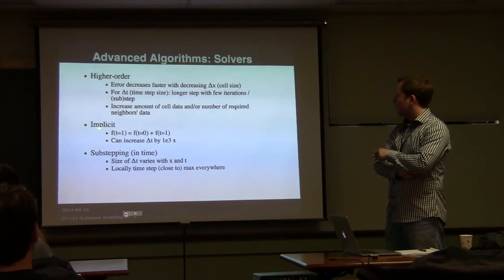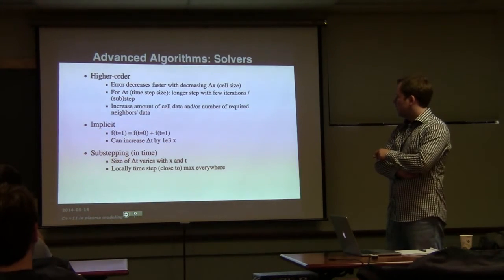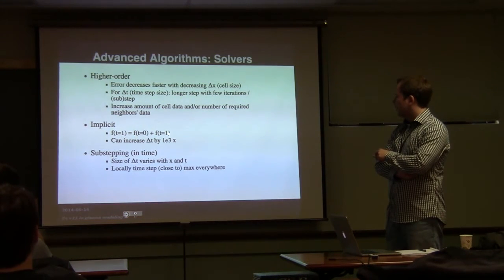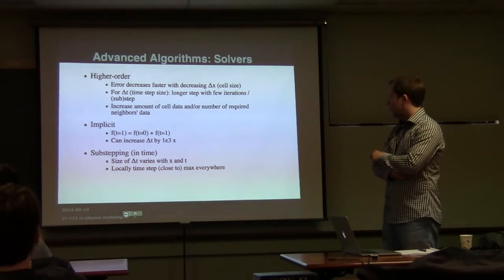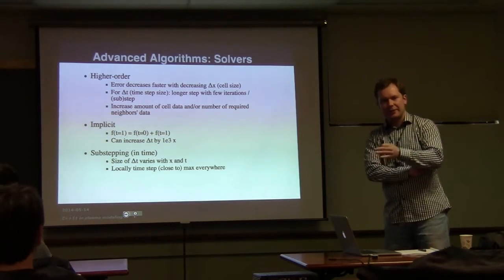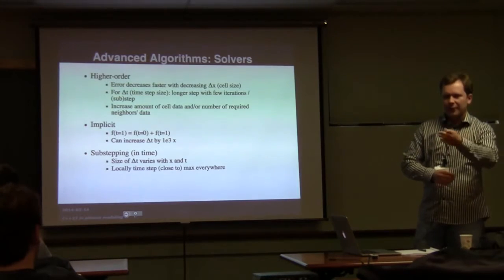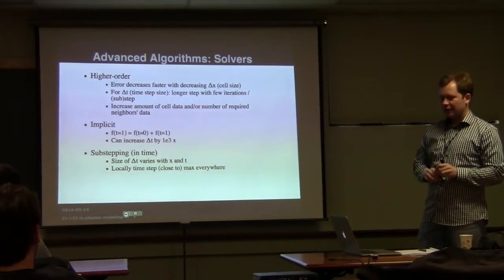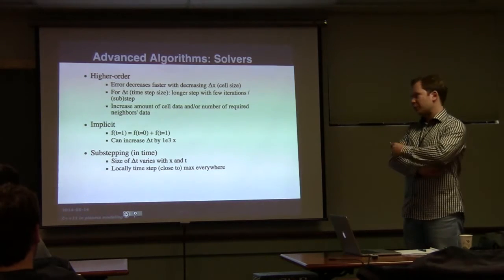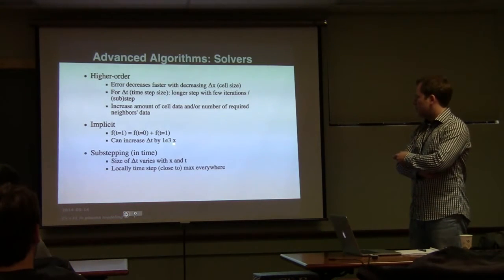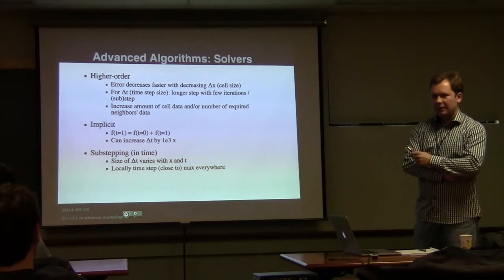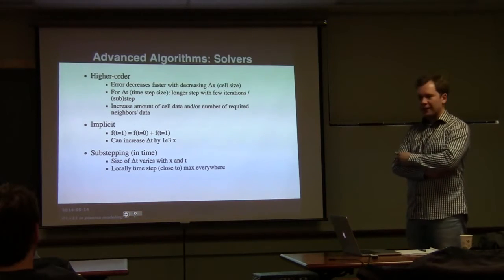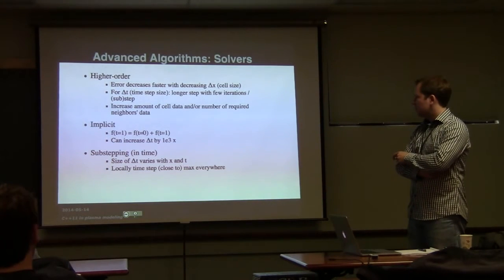Then another class are the implicit solvers. Basically the next time step appears on both sides of the assignment operation, so you have to use some kind of an iterative solver to converge to a good solution. These can be very tricky to make work, but when they do, they can increase the time step by a factor of 1,000, and so the time to solution can decrease substantially.